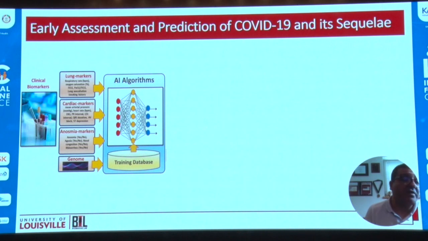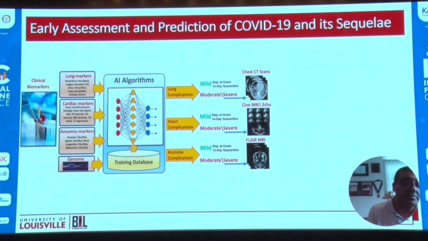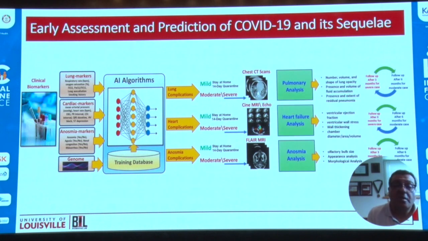Some of them have a heart problem, some of them still have a chest problem, some of them still have a problem related to the olfactory nerve. Based on this, we started to develop an AI system that can classify the people in terms of cardiology, mild, moderate, severe; in terms of chest, mild, moderate, severe; in terms of olfactory nerve, mild, moderate, severe. If it is mild, we ask them to see their doctor after 6 months. If it is moderate, after 3 months. If it is severe, we recommend visiting the doctor every 1 month.